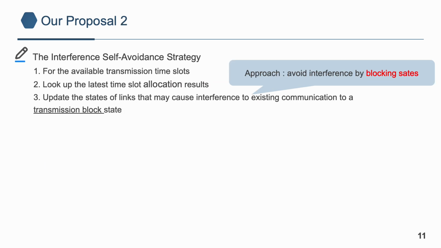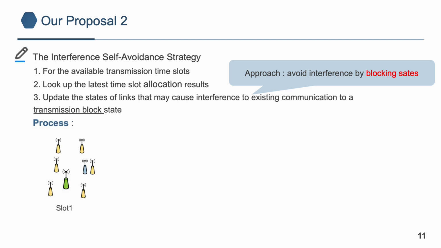And so for the challenge of interference between different links sharing the same time slots, we adopt an interference avoidance strategy. Our approach is that after determining the slot status, we redetermine the blocking status to avoid the interference. The process is as follows.